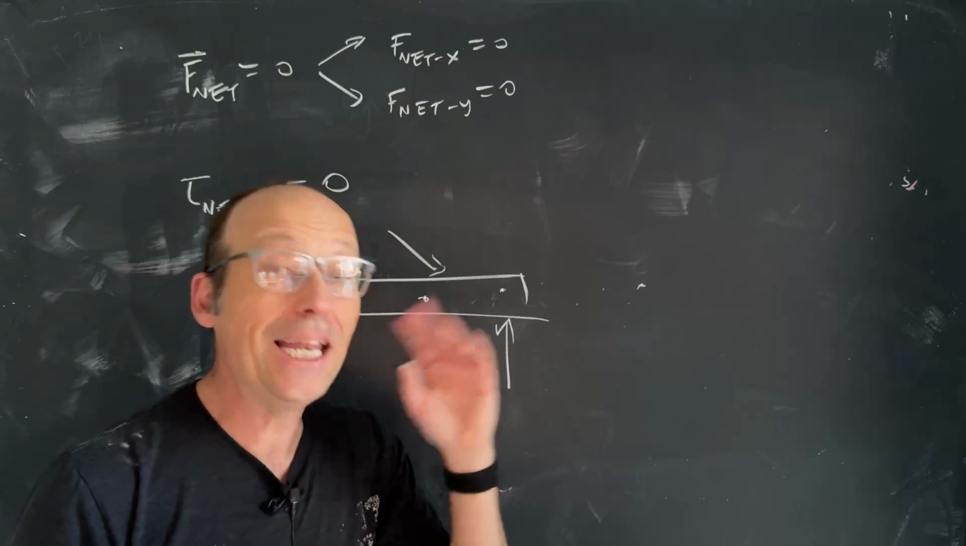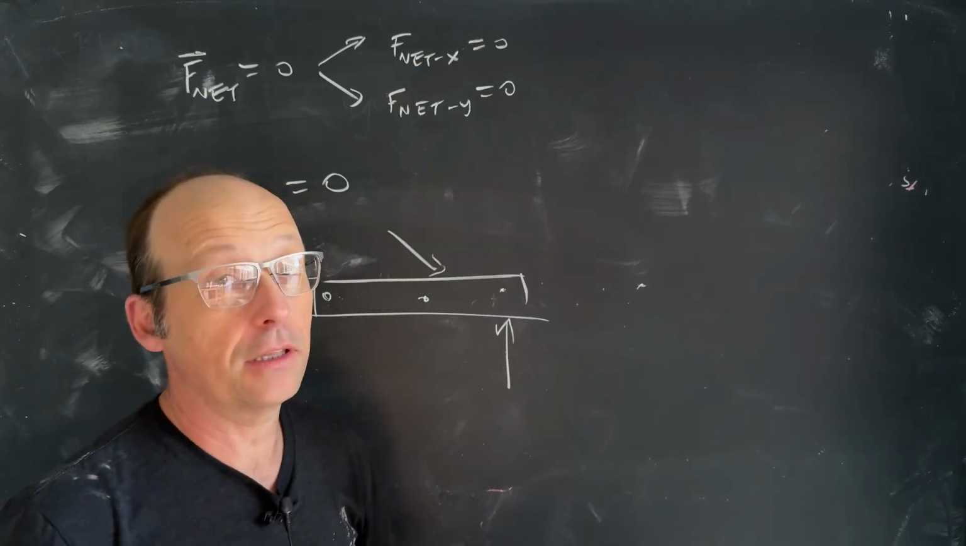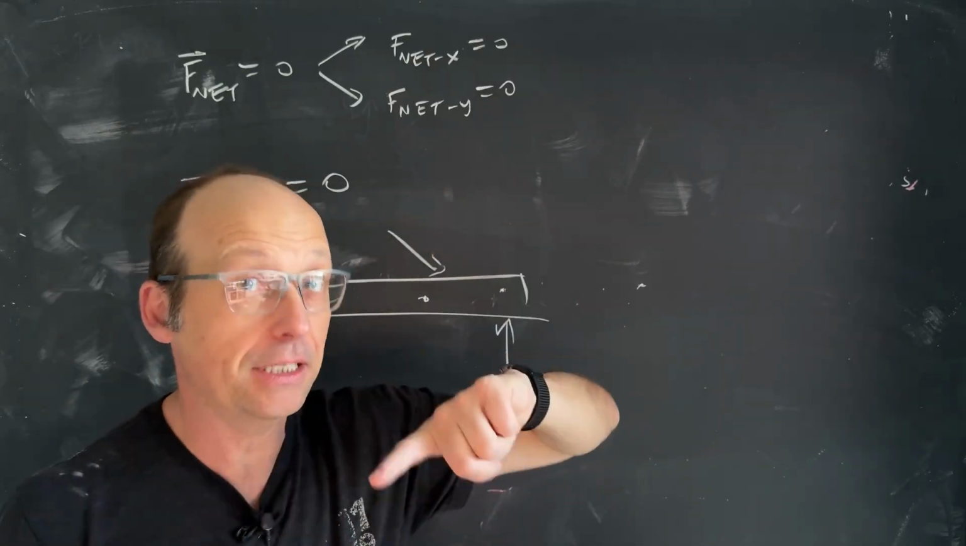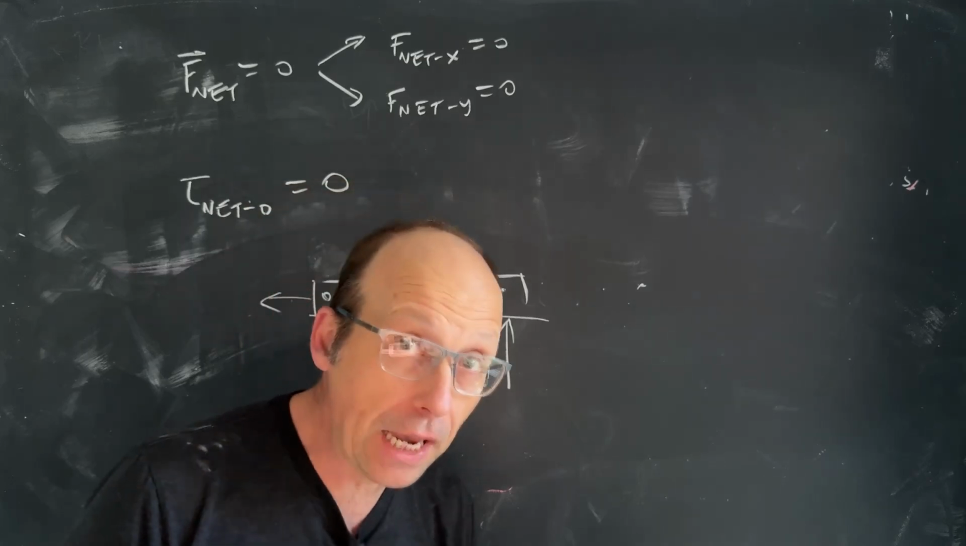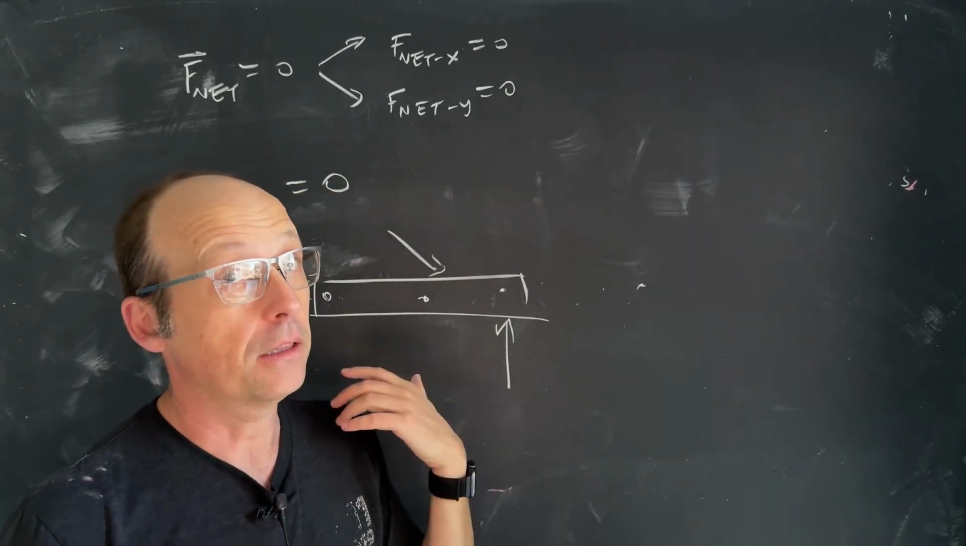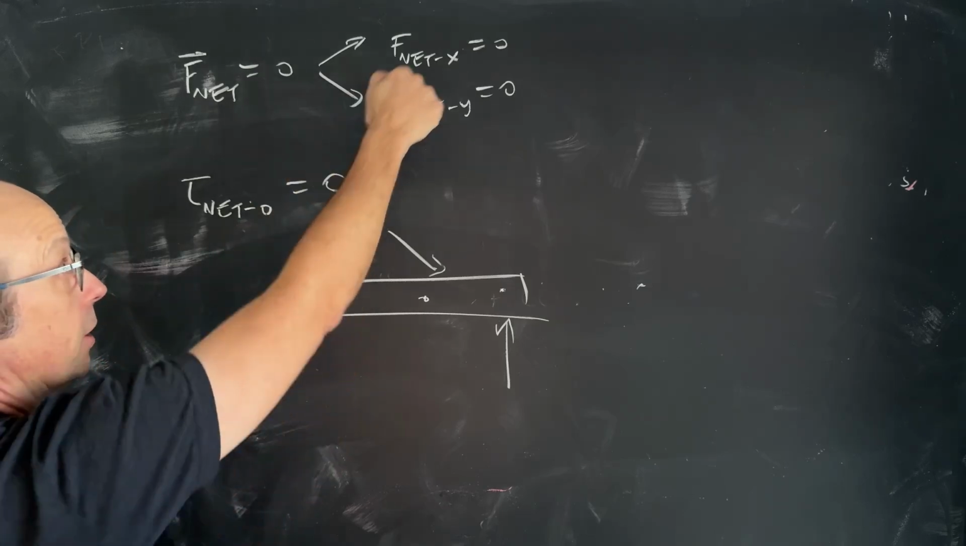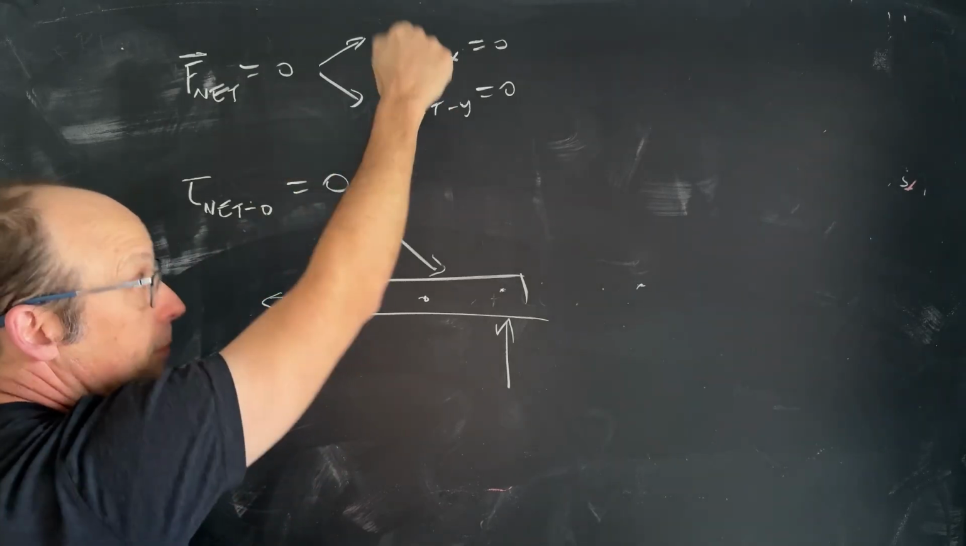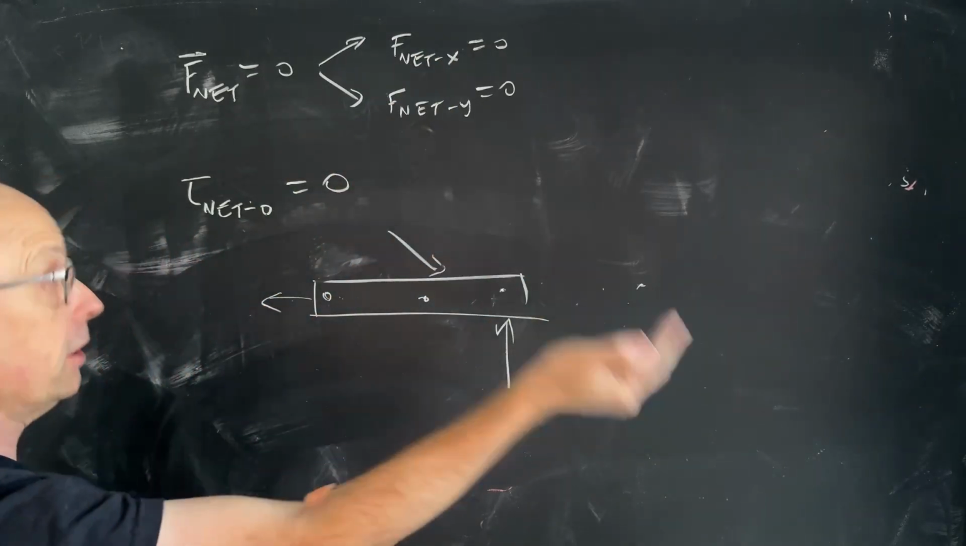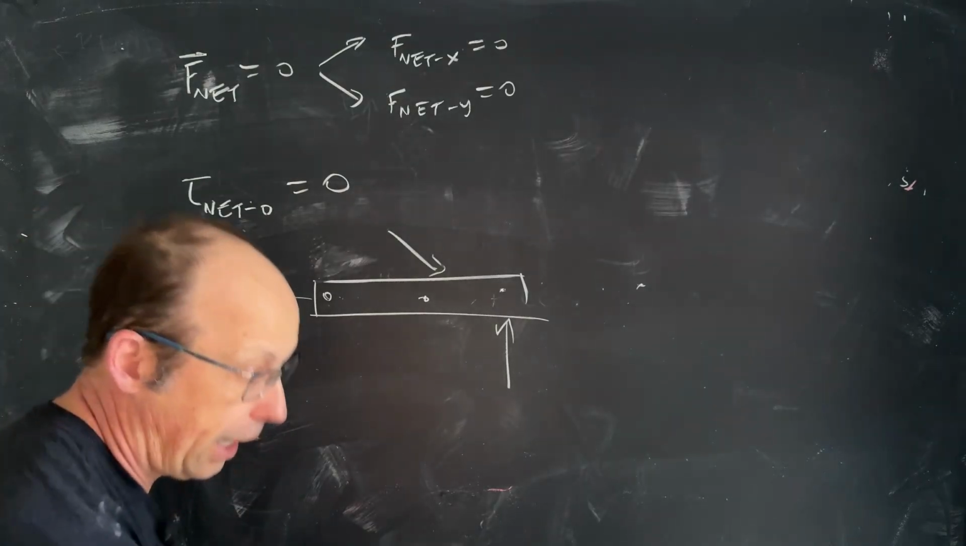You can pick any point that you want to calculate the torque as long as you keep using that same point. So we can use that to our advantage in certain problems to calculate the sum of the torques. But now we have a third condition for equilibrium of a rigid object. The net force in the x direction has to be 0, the net force in the y direction has to be 0, and the net torque has to be 0.